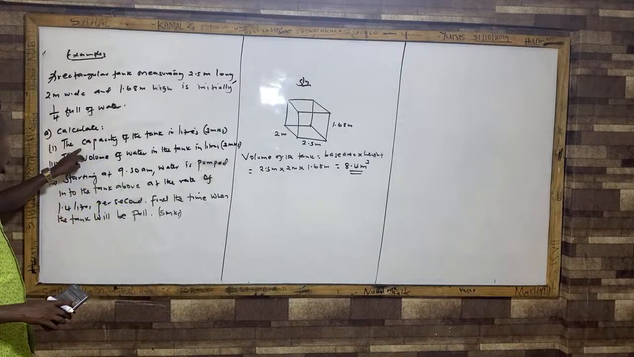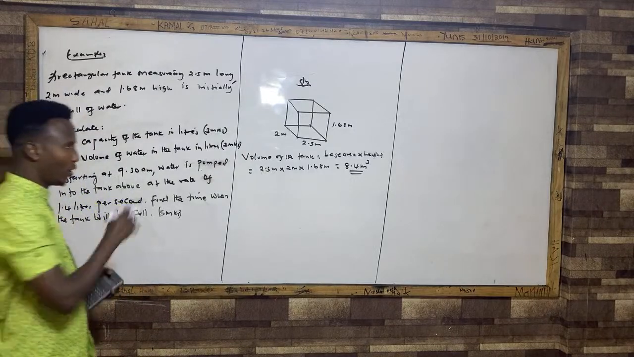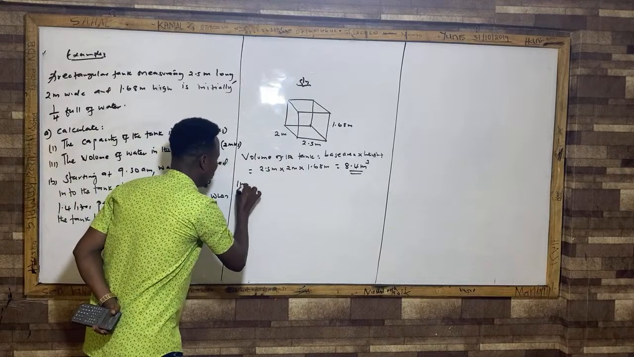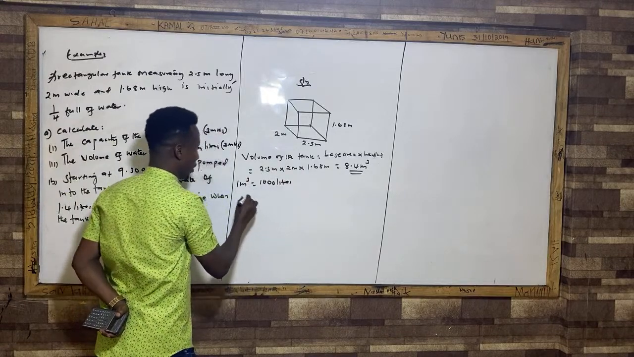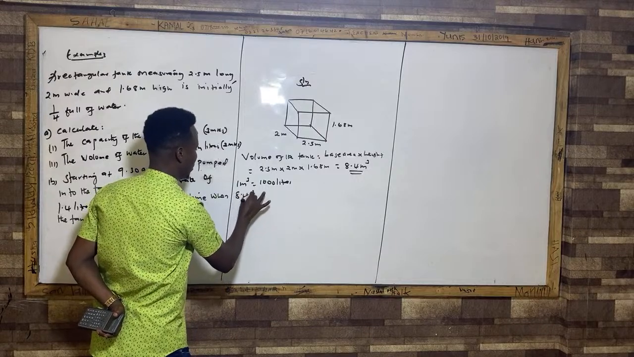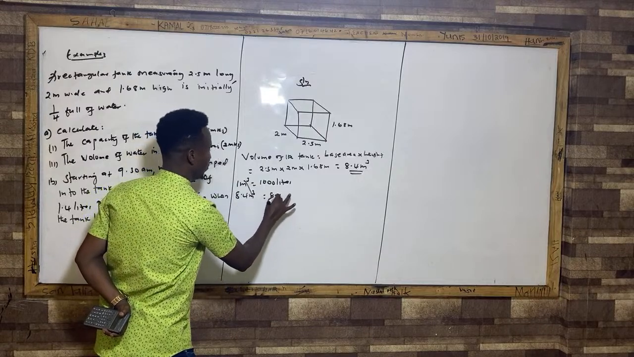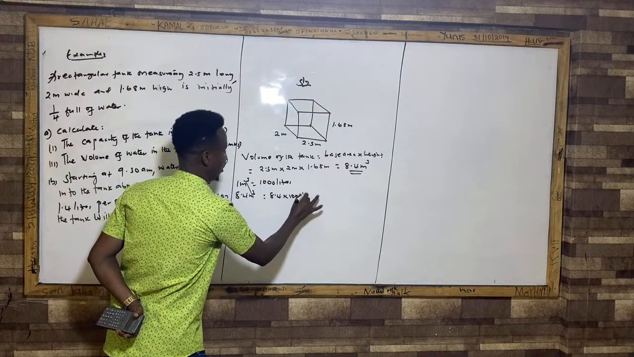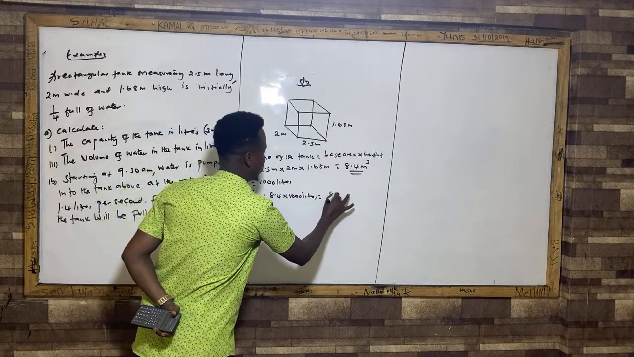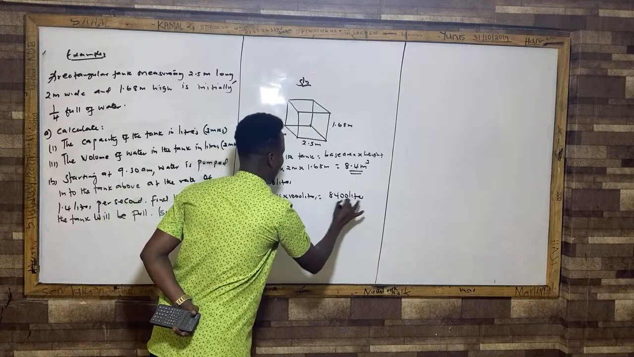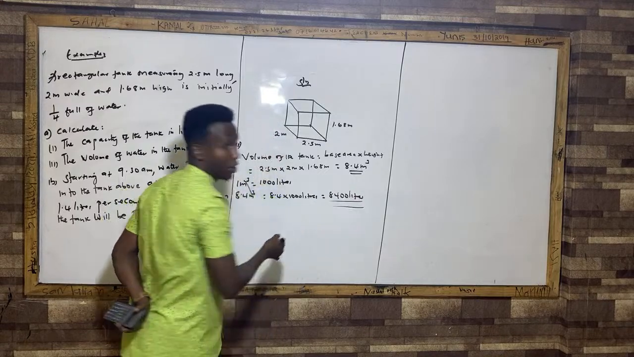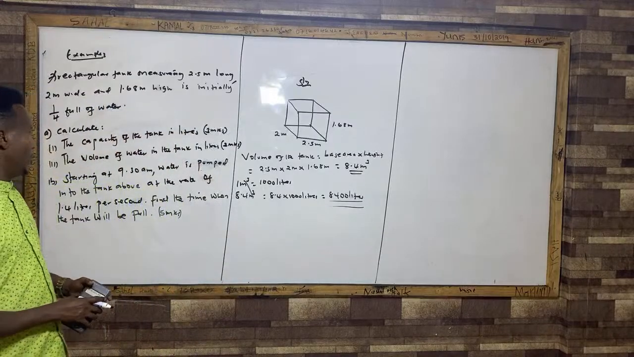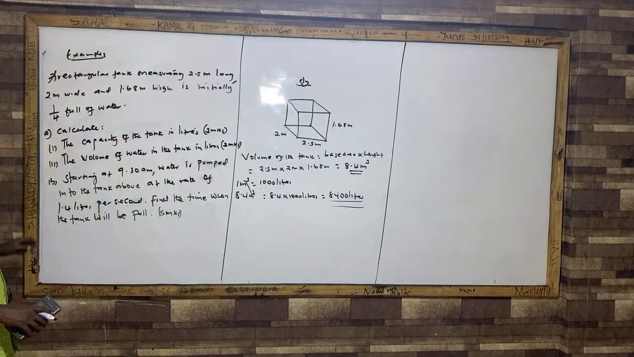Then you are told the capacity, so we have to convert this. 1 cubic meter is equal to 1,000 liters. What about 8.4 cubic meters? So it's 8.4 times 1,000 liters, which is 8,400 liters. This is the capacity of the tank when it's full.